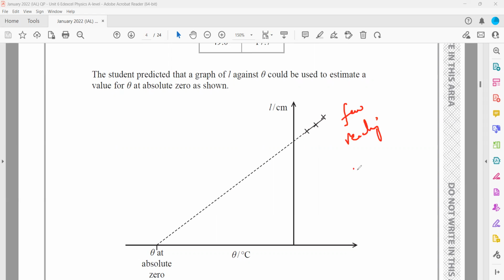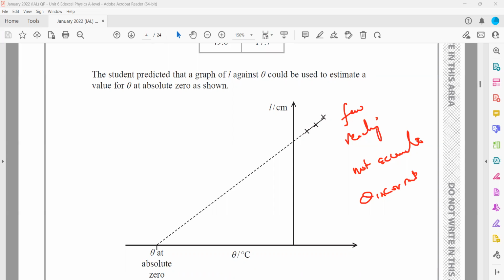If there are few readings, it won't give accurate results. As it is not accurate, the value of theta, the absolute temperature, will be incorrect. Students should have more values for temperature and length to draw a line of best fit, to get the value for temperature in Kelvin, or the temperature at which the length of the air column is zero.